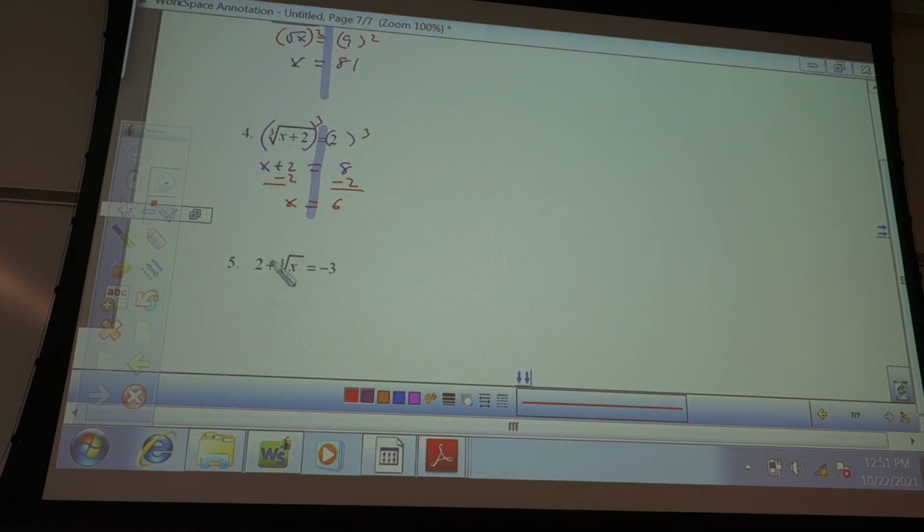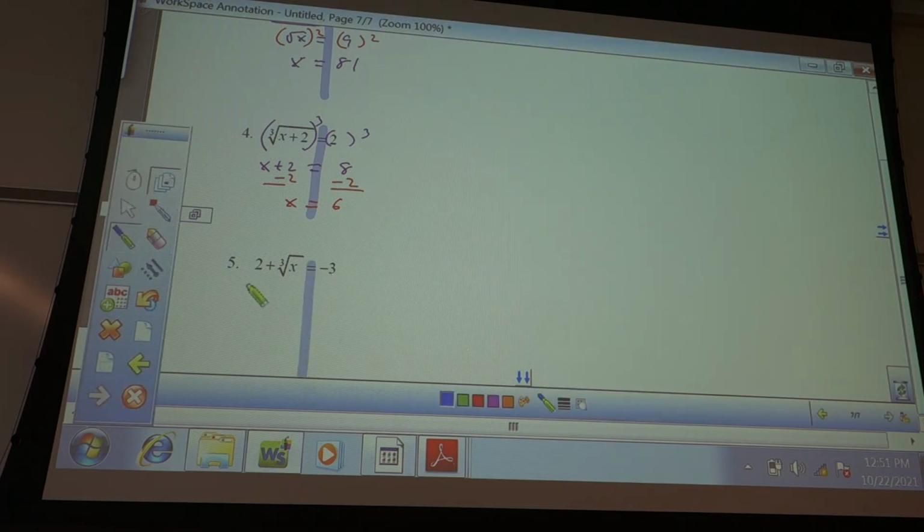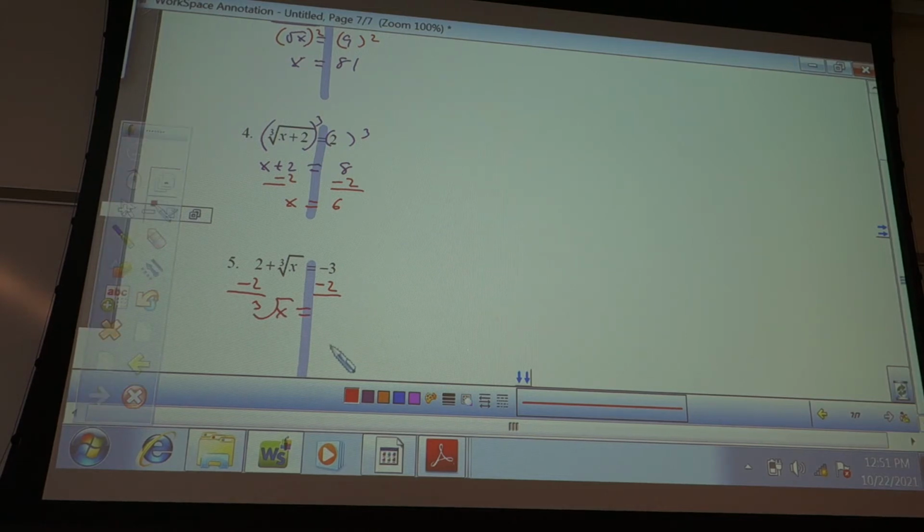All right, the last one. I need to get rid of this 2 first. I need to get this cube root by itself. So I'm going to draw my line, subtract 2 from both sides, and I'll get the cube root of x. All right, I owe $3, and now I owe $2 more. Altogether, I owe $5, so it becomes -5. When I cube both sides, raise both sides to the 3rd power, -5 stays negative. It's negative 125. Negative times negative times negative is a negative. So x equals negative 125.